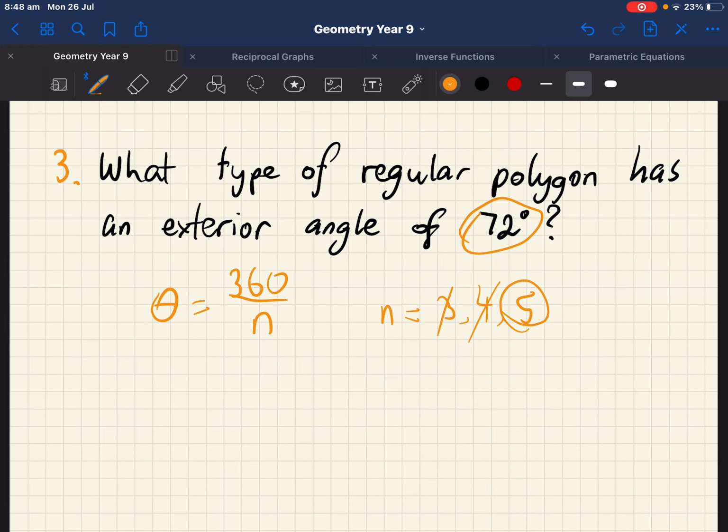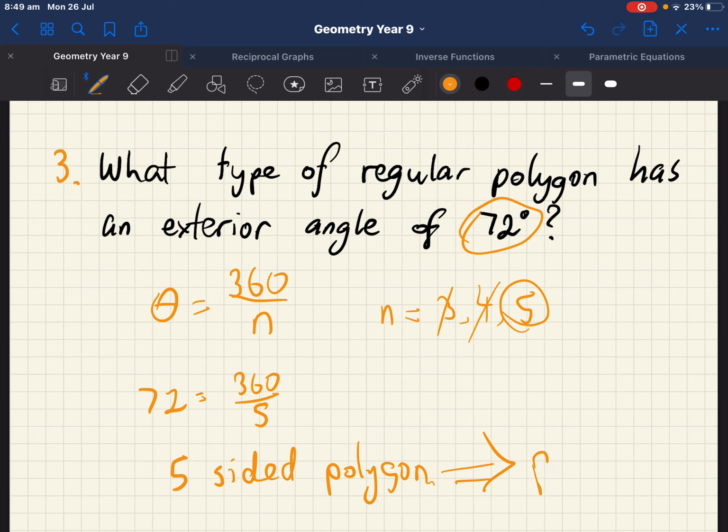360 divided by 5 gives you the 72 degrees. So in this case here, it was when n was equal to 5. 5 is all you need. Ultimately, what type of regular polygon has an exterior angle of 72 degrees? It was a 5-sided polygon, which normally we would just say, hey, it's a pentagon. Okay, so that's the way you'd go about doing that.